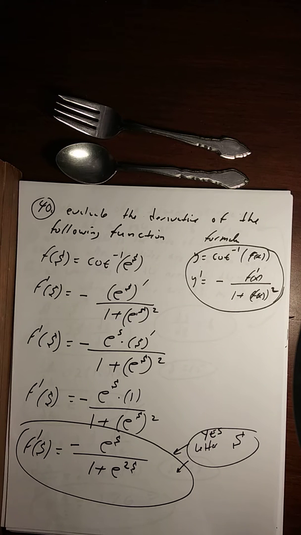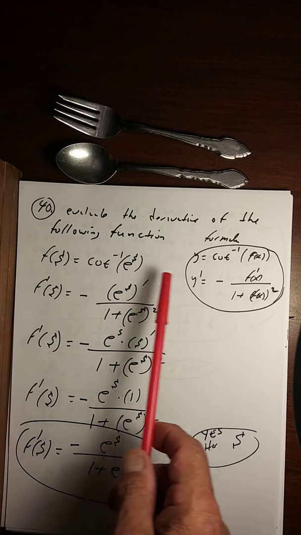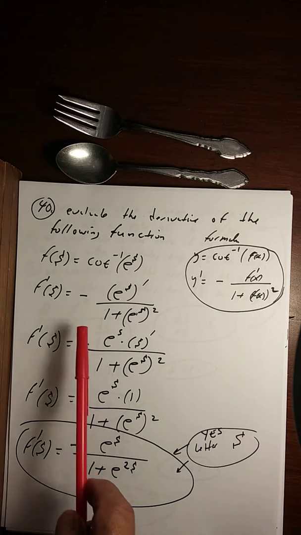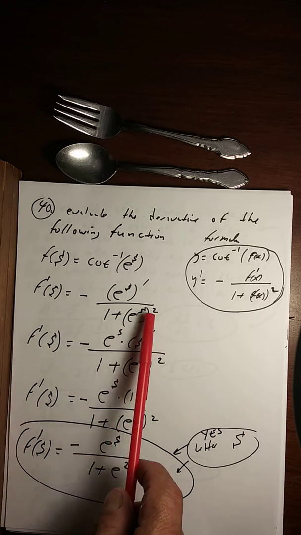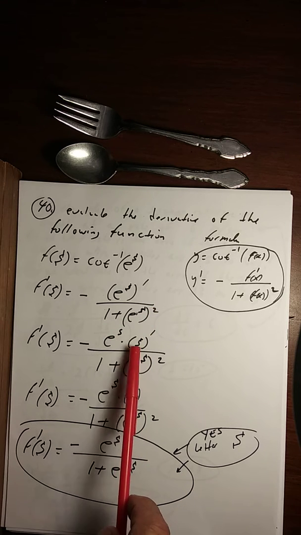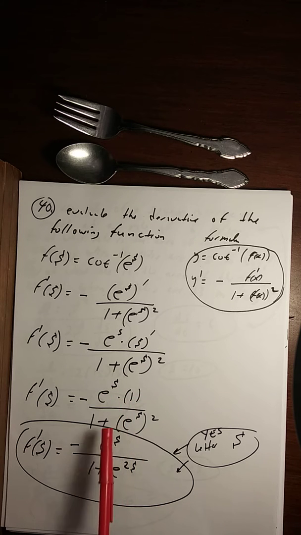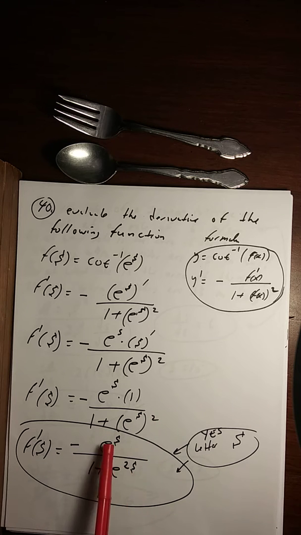Alright, next one. Find the derivative of f of x equals cotangent inverse. Cotangent inverse derivative is negative f prime of x over 1 plus f of x to the power 2. The derivative of e to the s is e to the s times s prime, which is 1. So e to the s times 1 is e to the s, and then 2 times that is 2. So negative e to the s over 1 plus e to the 2s.